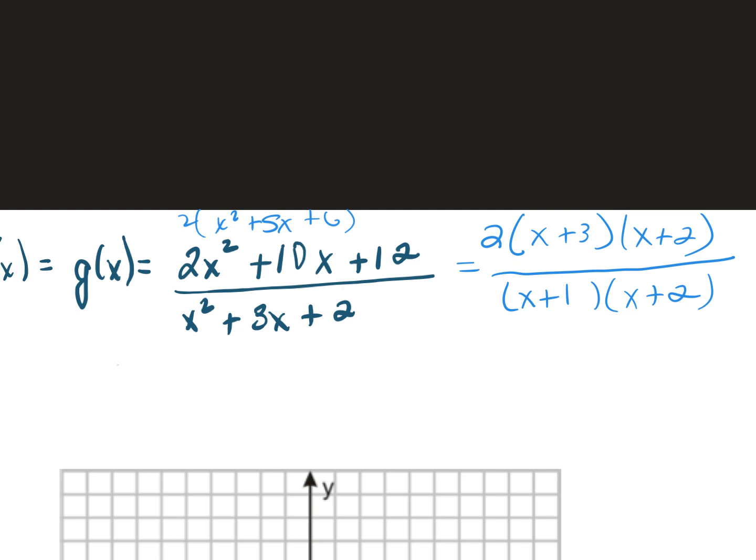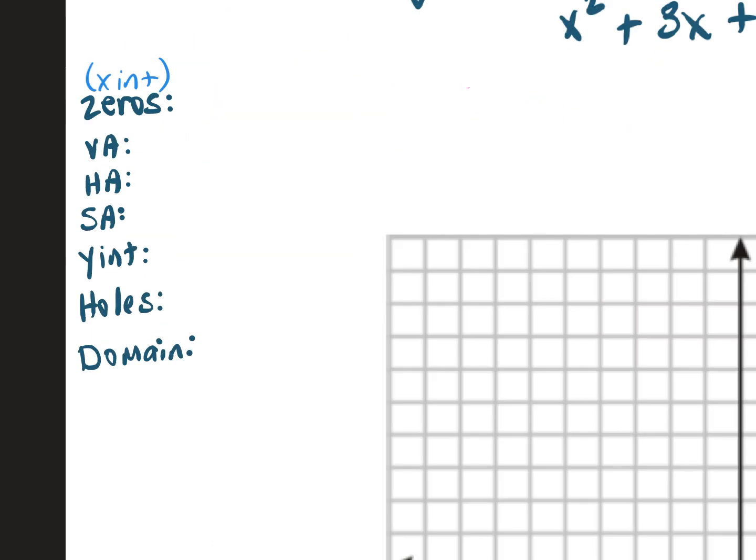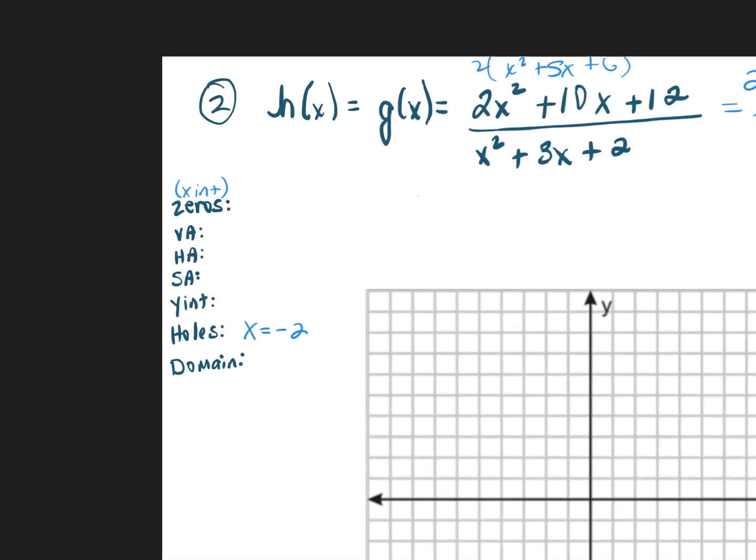So right away, you guys can tell me, oh, wait, there's a hole at where x plus 2 equals 0. So you have a hole at x equals negative 2. Now, guys, remember, you have a hole. That means if there is an asymptote there as well, you do not account for that asymptote because it's not an asymptote, it's actually just a hole in the graph.